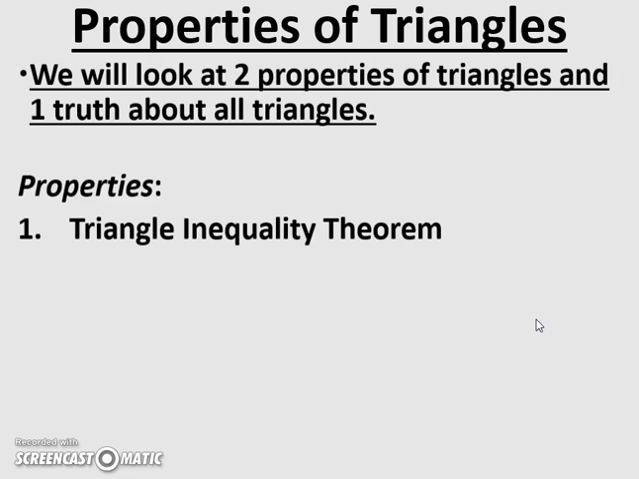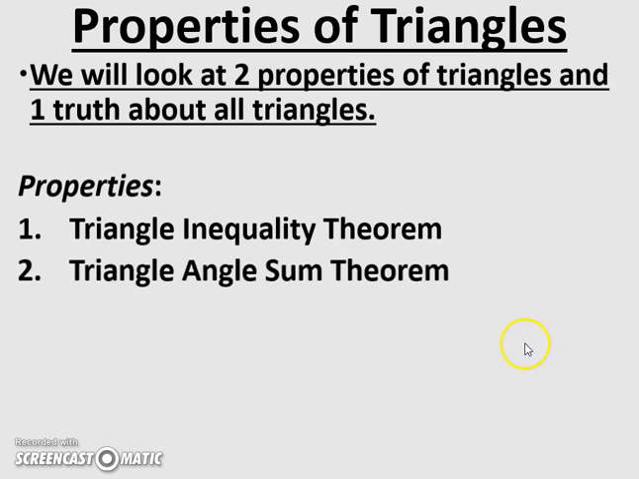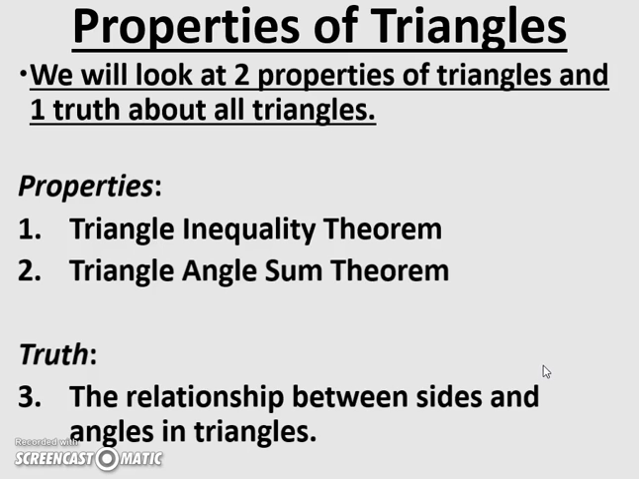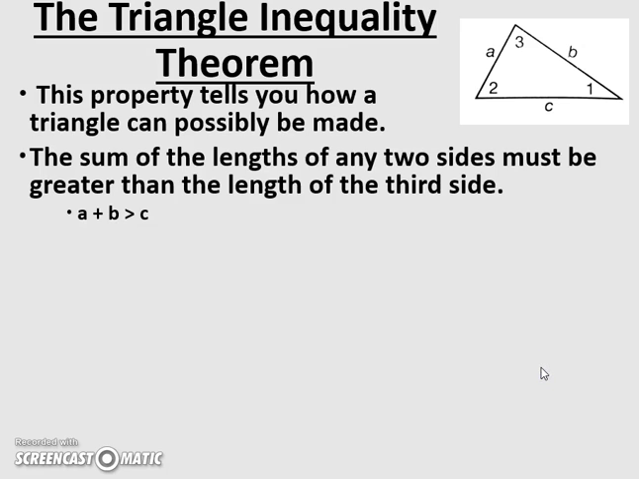So the properties that we're going to look at are the triangle inequality theorem, the triangle angle sum theorem, and the truth we're going to look at is the relationship between sides and angles in triangles. So let's begin with our first theorem, the triangle inequality theorem. This property tells you how a triangle can possibly be made.